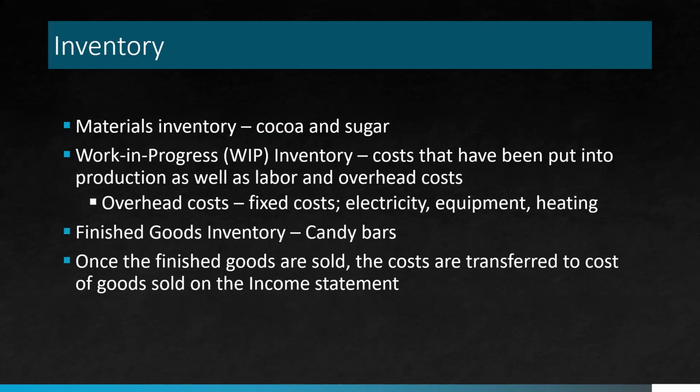So once those finished goods are sold, if they're sitting in your inventory and then you sell them, the costs for that are then transferred to the cost of goods sold on the income statement. Because if you recall, cost of goods sold or costs of revenue are the costs that it takes to produce the products that you sell.